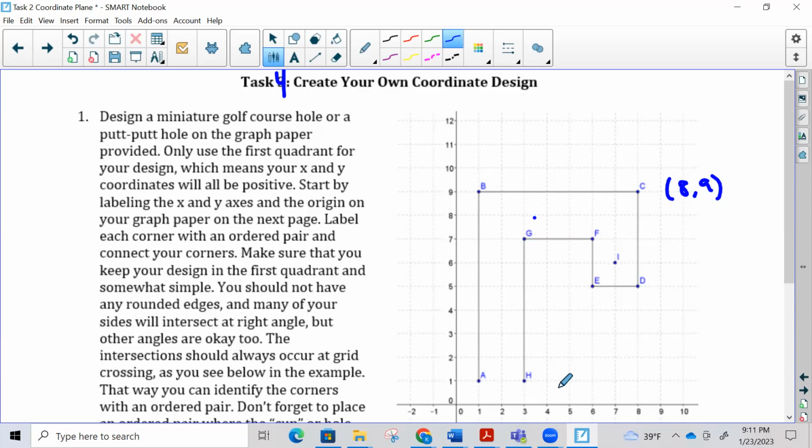Then you also need to include a hole, like a little dot for where the actual hole of the golf course is. You need to state what that hole is and label it. So I would say the hole for my golf course is located at the point (7, 6), and I named that coordinate point I. You want to be very clear in your instructions.